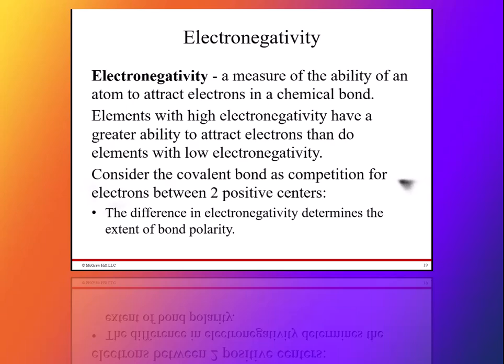All right, welcome back. Today we're going to pick up where we left off. Last time we introduced Lewis structures. We said the Lewis dot structure was a way to represent the number of valence electrons in an atom.